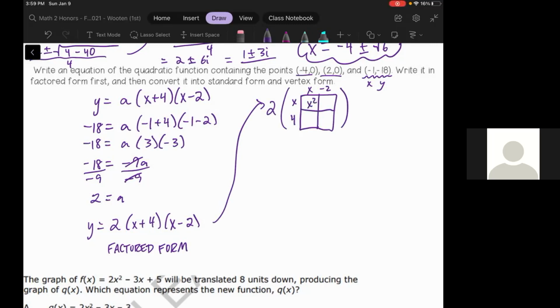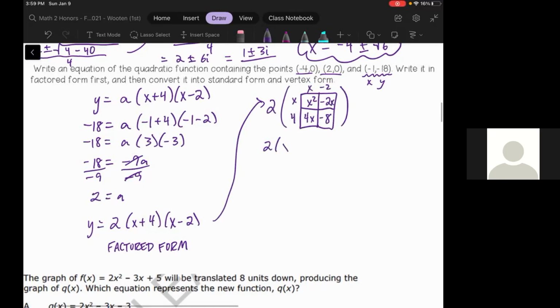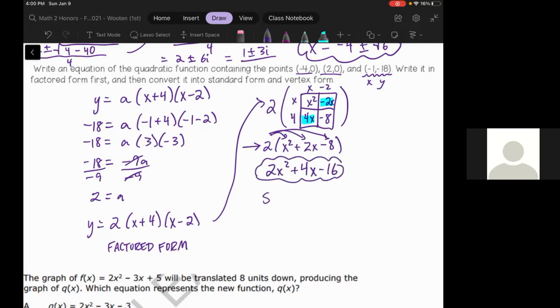So x times x is x squared, x times -2 is -2x, 4 times x is 4x, and 4 times -2 is -8. Simplifying that a little bit more, I'm going to get 2 times (x squared, the 4x and minus 2x, those like terms combine to just be positive 2x, and I had -8). And then because of that GCF of 2 in the front, now I'll just distribute that, multiply it times each term. So 2x squared plus 4x minus 16, that becomes the standard form.